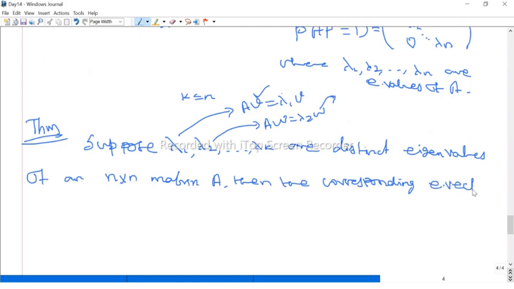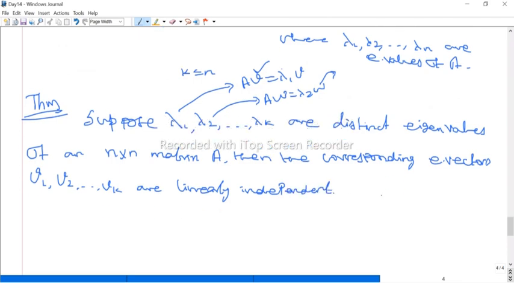Corresponding eigenvectors, maybe we call them by some name. V1 is an eigenvector for lambda 1, V2 is an eigenvector corresponding to lambda 2, and so on, Vk is an eigenvector corresponding to lambda k. They are linearly independent. If you take distinct eigenvalues, the corresponding eigenvectors should be linearly independent.